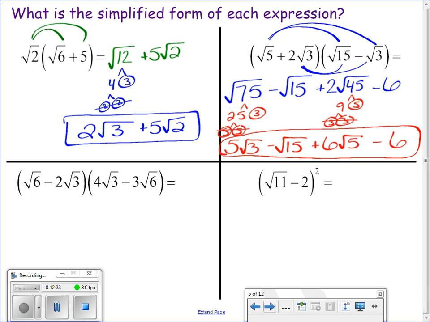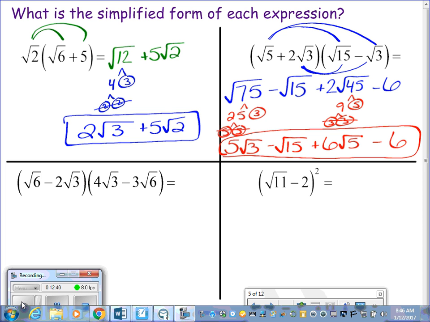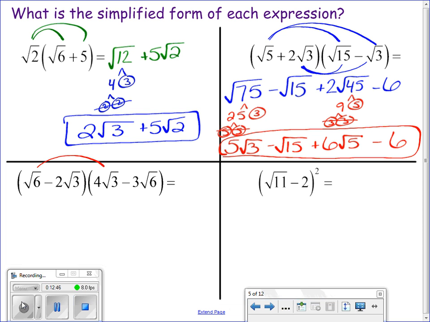All right, do you guys want to try the next one? If you can do the distributing and all that on your own? Give it a try. All right, so here we go. Let's go ahead and multiply nice and slow. Check your work as I go, see if you can figure out what happened. All right, so radical 6 times 4 radical 3. Good. 4 radical 18.